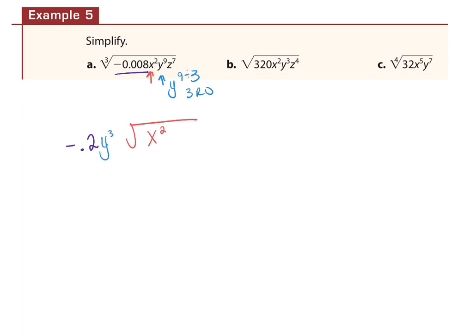And then for my z, that is z to the 7 divided by 3. That is 2 with a remainder of 1. So I have 2 of the z's that will come out. 1 z will stay in. And because it was a cube root, I don't have to worry about any absolute values. All right, so we're combining all of the stuff right now. Let's look at b.